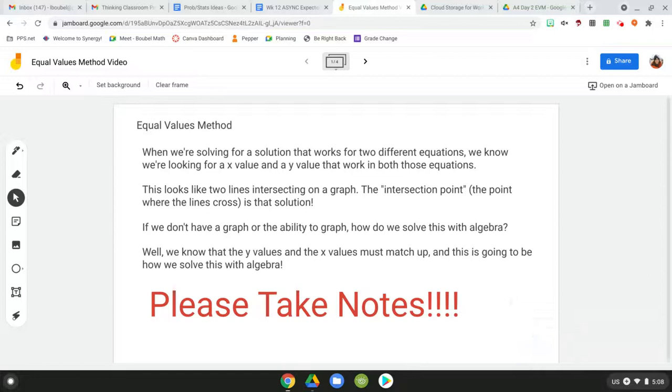Like I said, we're trying to find a solution for two equations where the two lines cross on the graph. That is going to be the solution. But again, I'm showing you how to do this without a graph, with algebra. Please take notes while you watch this video. It will help you with the assignment that you need to do in async this week. Feel free to pause the video at any time that you need to.